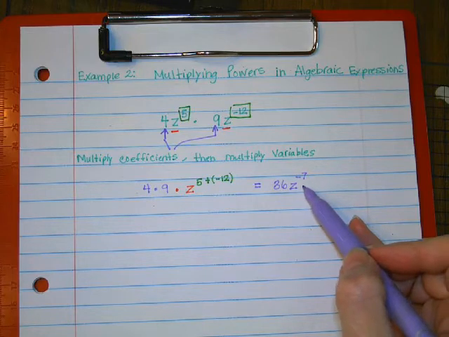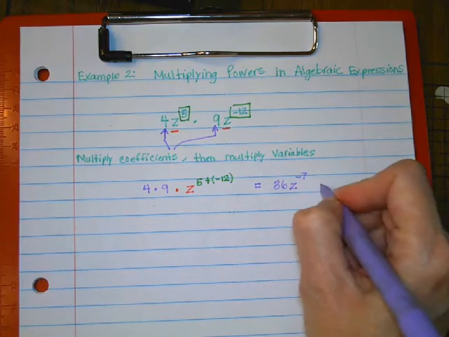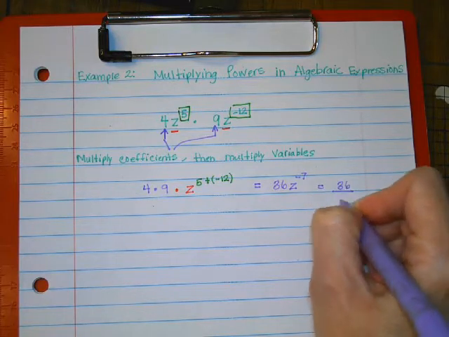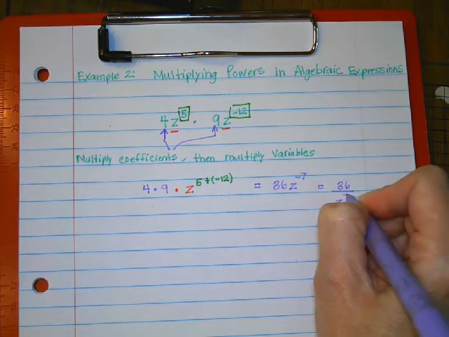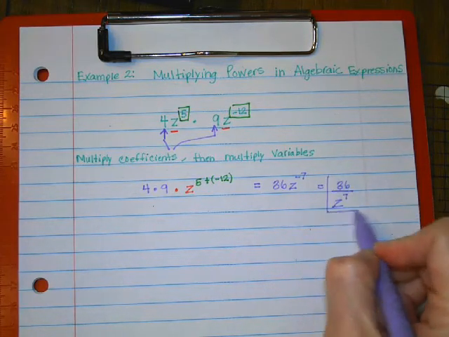So since this z has a negative exponent, what do I do from yesterday's lesson? Who can remember? That is correct, Fabian. I'm going to keep the 36 right where it is and bring that z to the bottom, to the denominator, and give it a positive exponent of 7. So this would be my final answer.